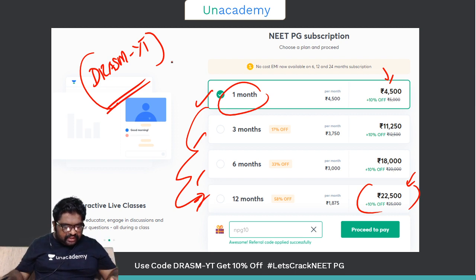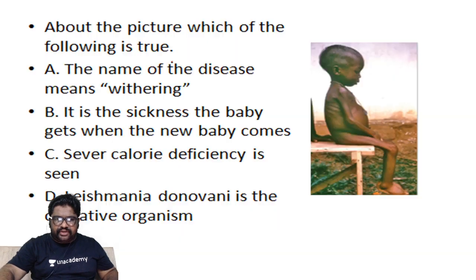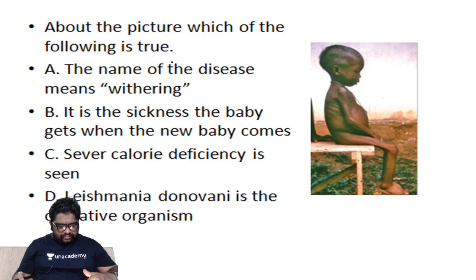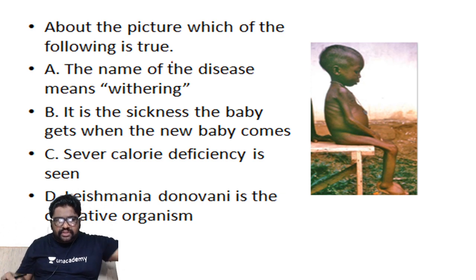So let me start with the first picture here. Okay people, look at the picture here, let me know. About the picture, which of the following is true? A, B, C, D. A stands for the name of the disease meaning withering. B is the sickness of the baby that gets when the new baby comes. C, severe calorie deficiency is seen. D, Leishmania donovani is the causative organism. What do you think is the right answer?